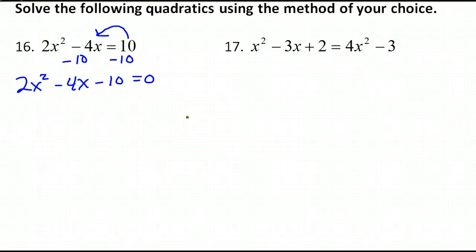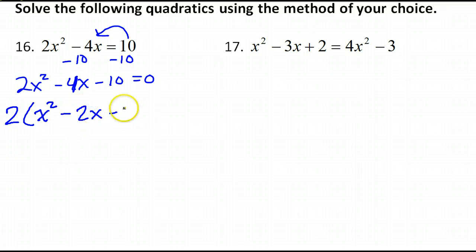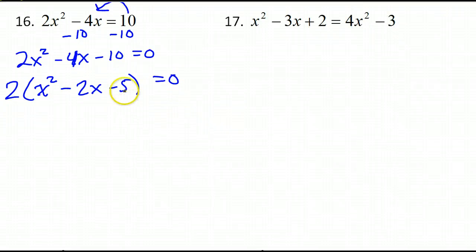What is the first step of factoring? Look and see if there's a common factor, a GCF. Yeah, there is, right? They're all divisible by 2. So if I factor out that GCF, so if I pull out that 2, that's going to leave x squared minus 2x minus 5 equals 0.